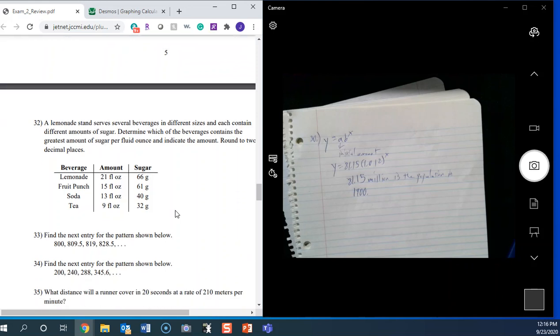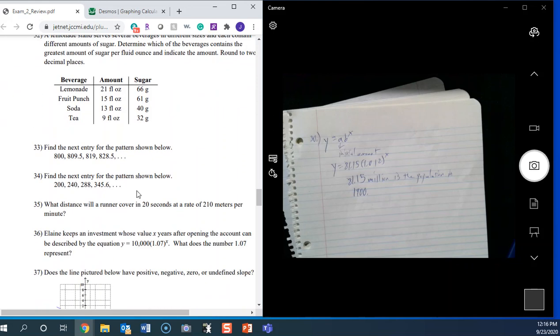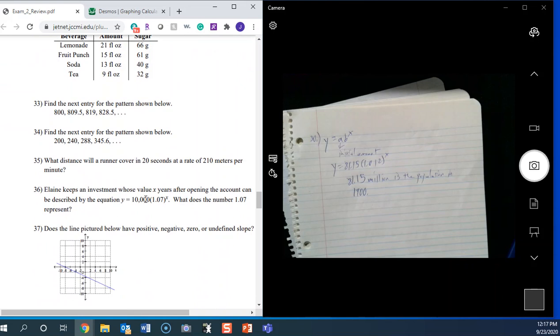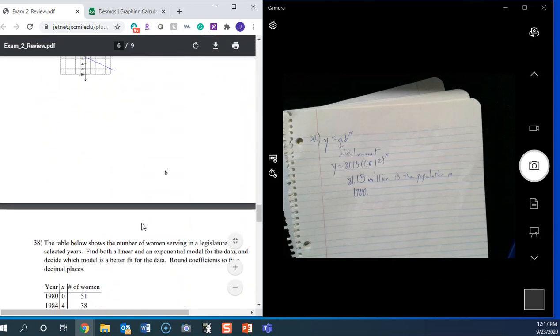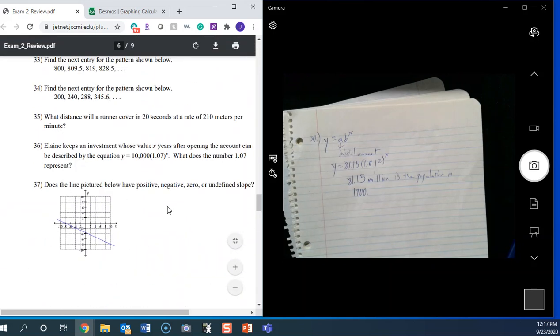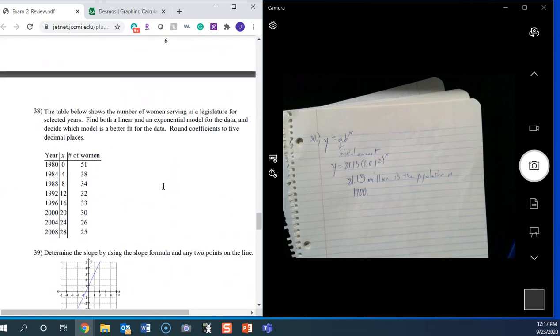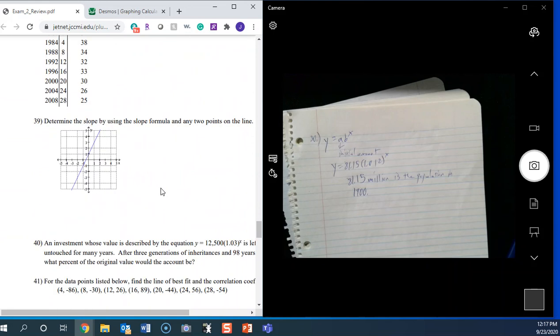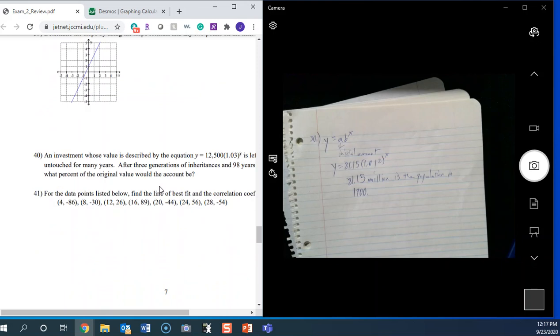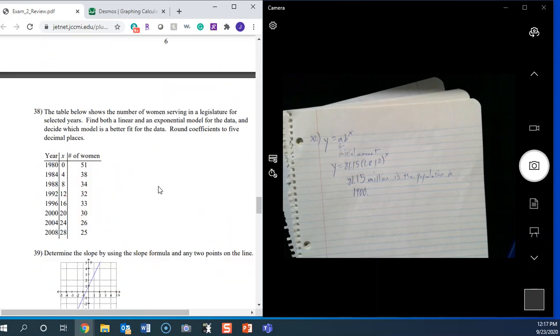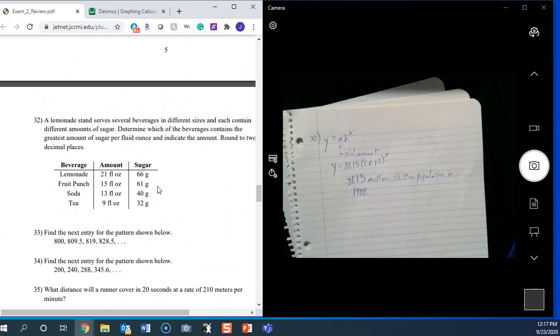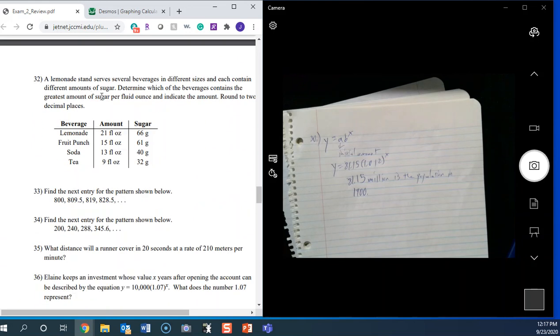Now, okay, 32. Okay, we did this. Elaine keeps an investment. What does the line picture below have? Positive, negative, or zero slope? Let's see. No. I'm looking here at problems that we've already covered. Okay. So I think it's only 2 more problems I need to do, and then we would be done.